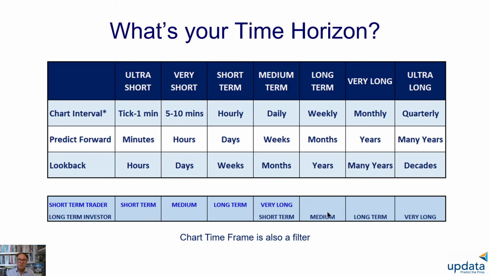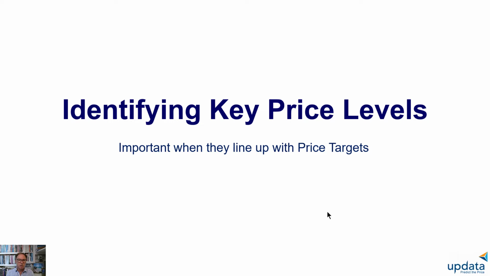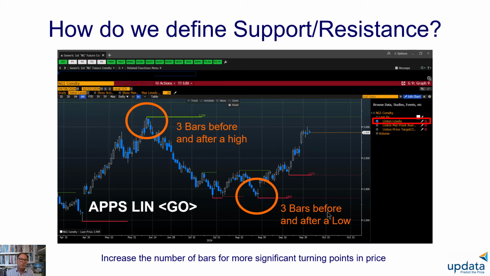We'll come back to this concept, but it's very important to understand that your chart interval controls your time horizon. One of the beauties of technical analysis is that you can literally control your time frame by just changing the frame of the chart. So the other thing is identifying key levels, because what we really want to do is make sure that targets are lining up with levels of resistance and support.